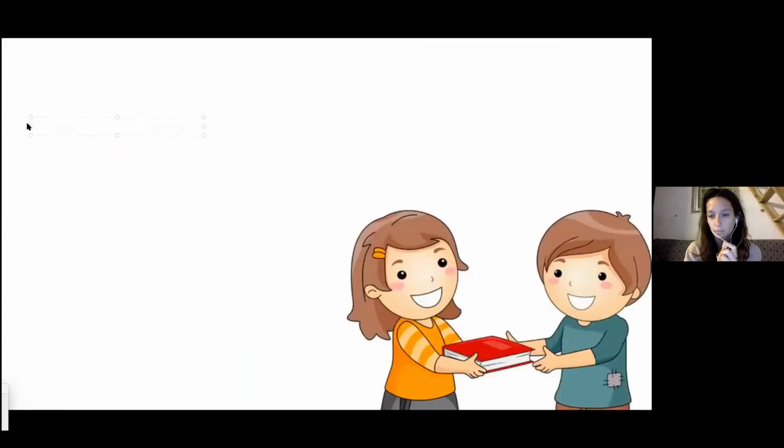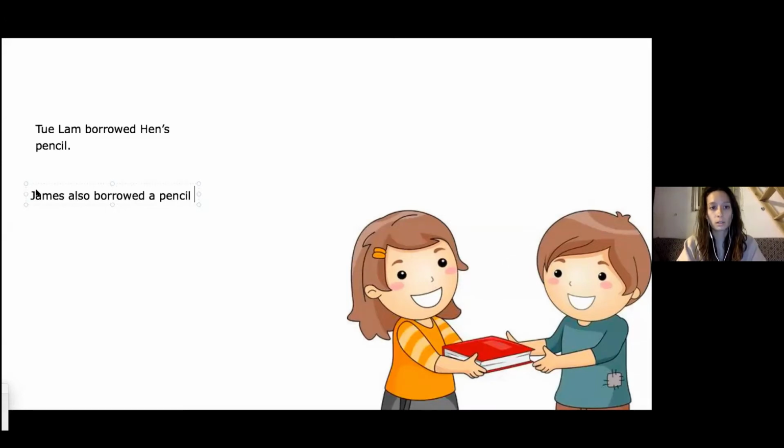Tualam? I borrow Hen's pencil. Tualam borrowed Hen's pencil. Okay. No, I cannot hear. Maybe you type it into the chat. James, have you ever borrowed something from someone before? I borrowed my brother's pencil. You borrowed your brother's pencil. Okay. So James also borrowed a pencil from his brother. Okay. Thank you.